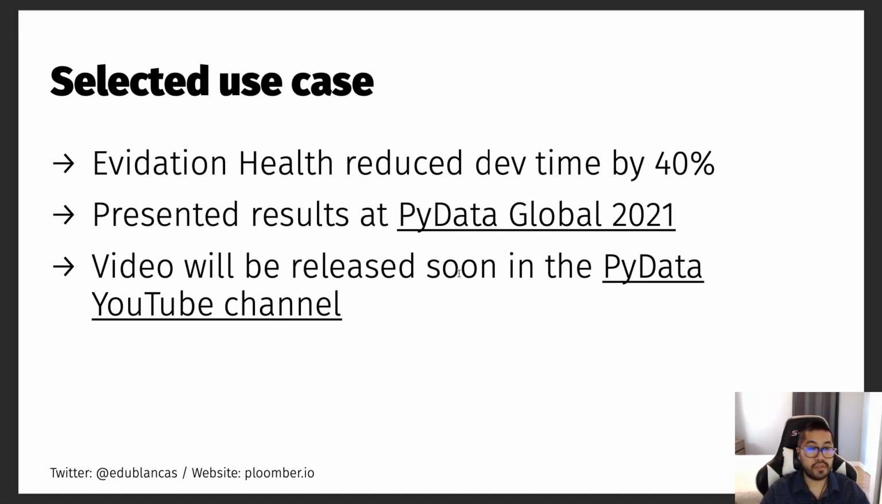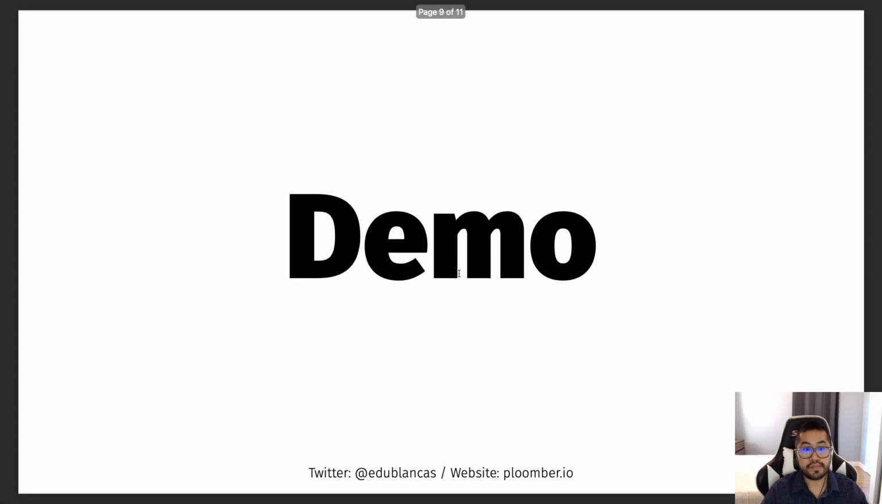And just to give you some numbers and some idea of how much Ploomber helps data scientists, Evidation Health, a healthcare technology company, reduced development time by 40% by using Ploomber. They presented their results at PyData Global 2021, and the recording is going to be available soon, so you can check it out and see how they're using Ploomber and the things that help them reduce the development time and streamline the deployment process.